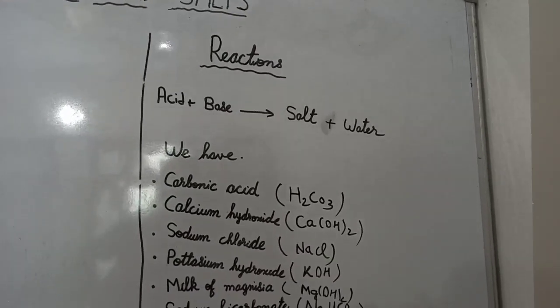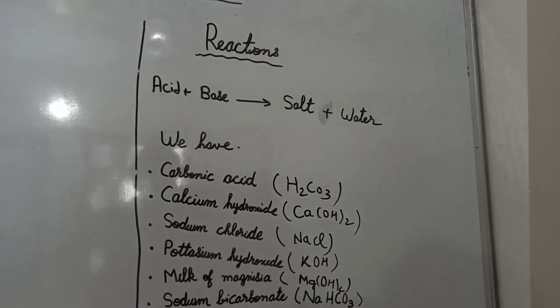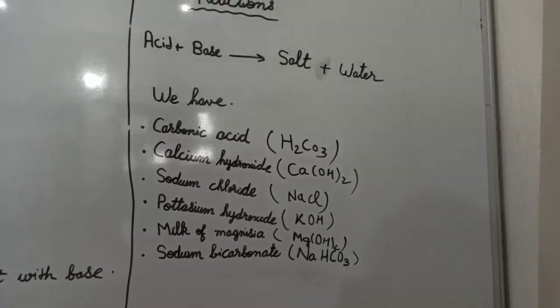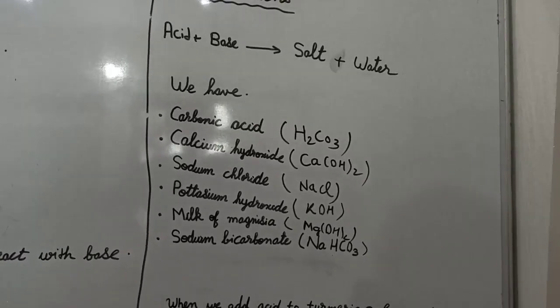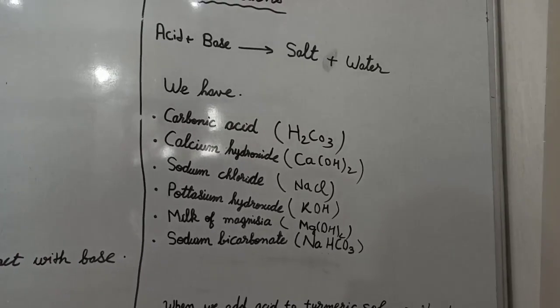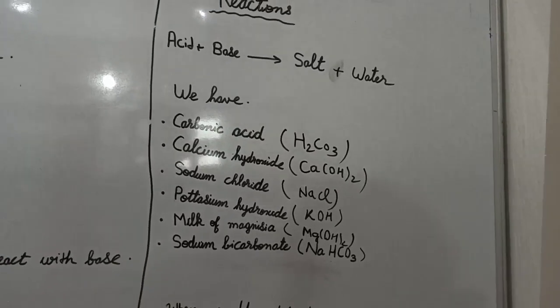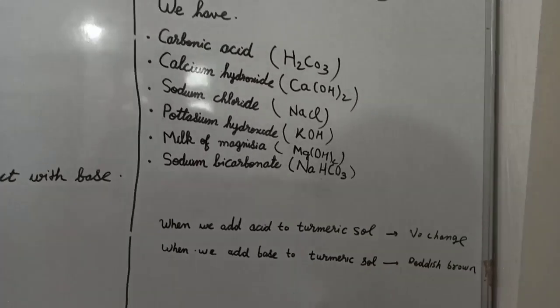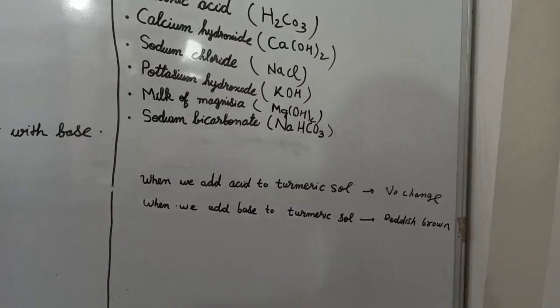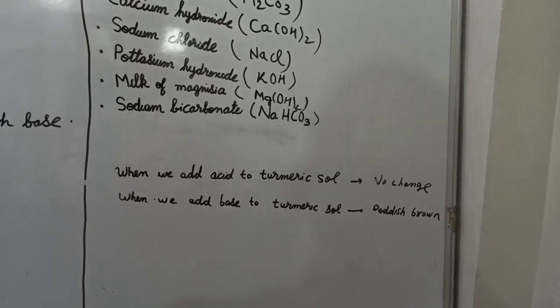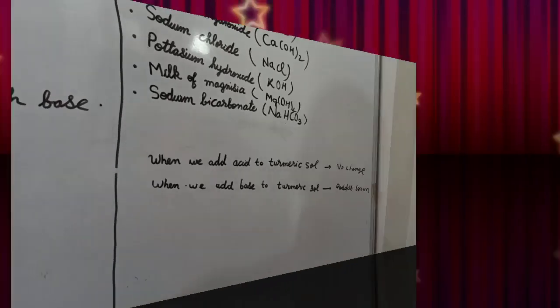So let's see what we have. Carbonic acid, calcium hydroxide, sodium chloride, potassium hydroxide, milk of magnesia, that is magnesium oxide, then sodium bicarbonate. When we add acid to turmeric solution, there is no change. When we add base to turmeric solution, it becomes red.